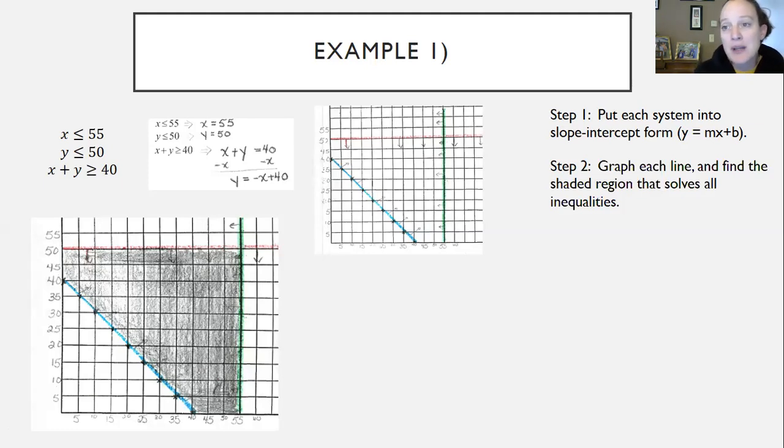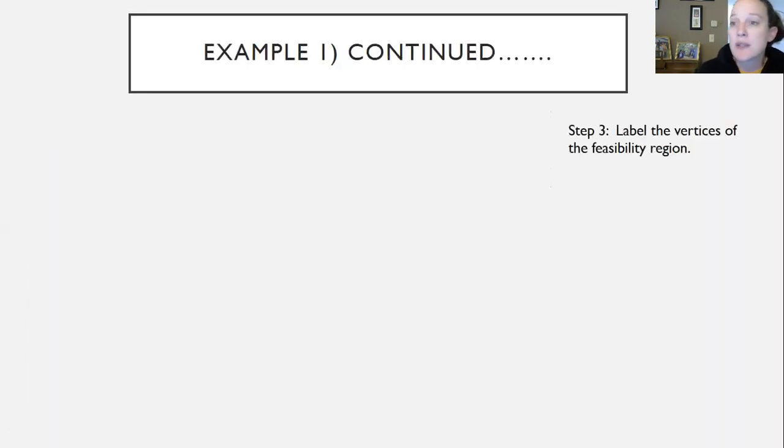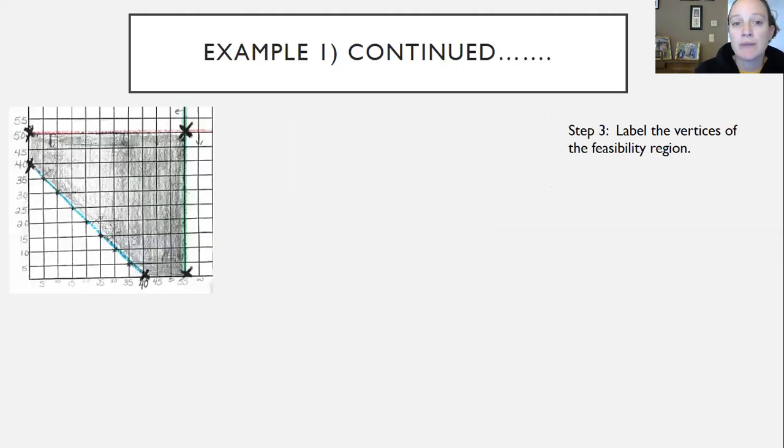Okay, but we're not done because these linear programming problems always ask you to maximize or minimize something. And in this example, we're going to maximize profit. So we're going to do step three. You need to label the vertices of your feasibility region. You'll see that I put black X's on those, and you can see what I'm going to be looking at here. I'll try to change the color here to orange.